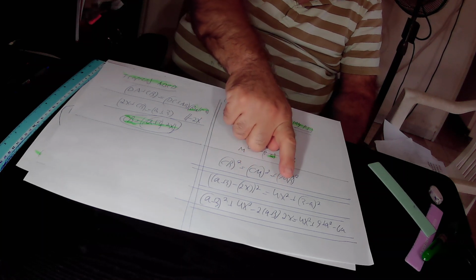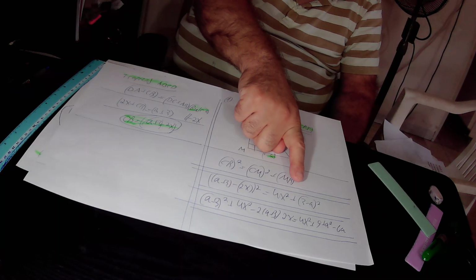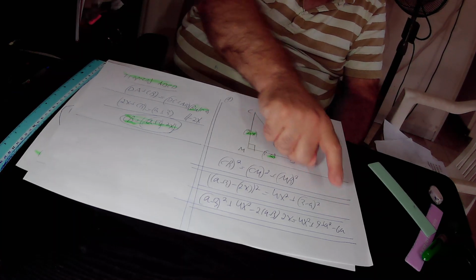And it equals 4x squared plus (3 minus a) squared. (3 minus a) squared equals 3 squared, that is 9, plus a squared minus 2 times 3 times a, that is minus 6a.